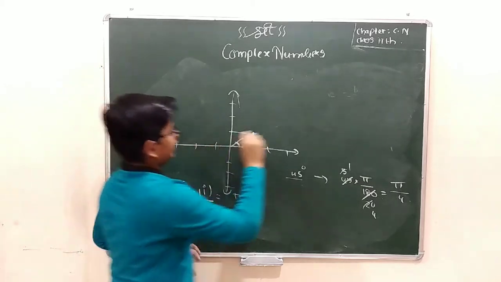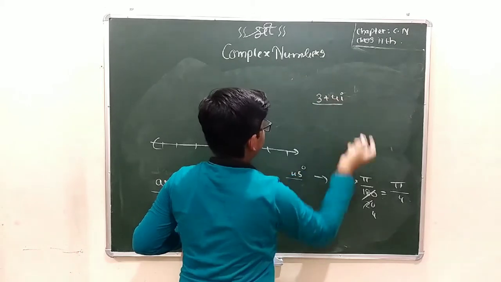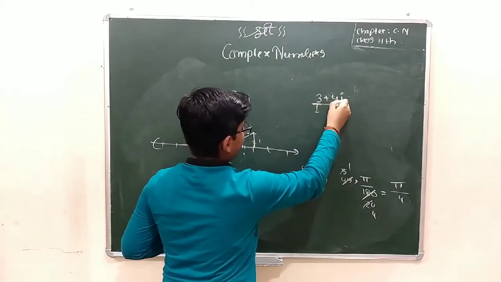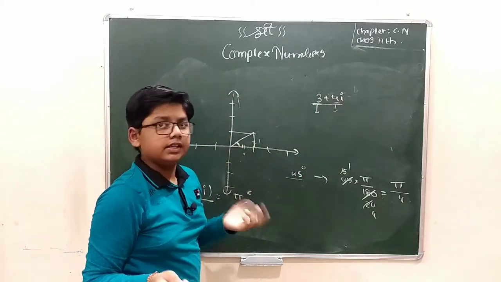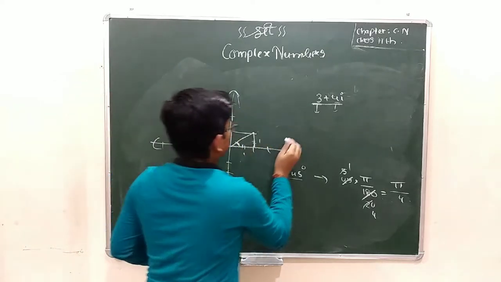Now suppose I take 3 plus 4i. Then what is the real part? The real part is 3, the imaginary part is 4. It is lying in the first quadrant. Then there is no problem. We can directly take tan inverse of it.